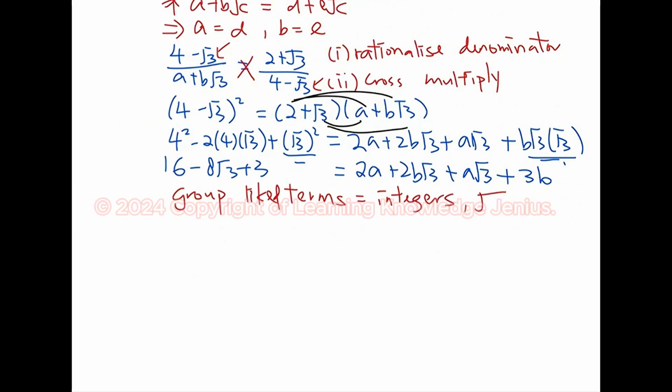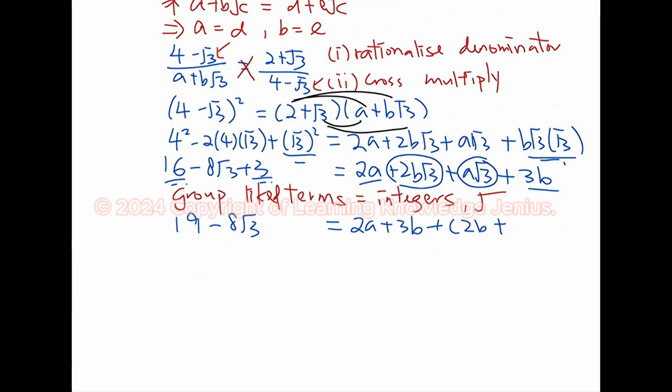For example, 16 and 3 are both integers on the left-hand side. I will get 16 plus 3, so I get 19, and minus this. Then equal to, on the right-hand side, 2a and 3b are both integers, so you can group them together. And the other two are the terms with square root 3, so you group these two together. So you get the common factor square root 3 out here. Okay, so now we can compare.